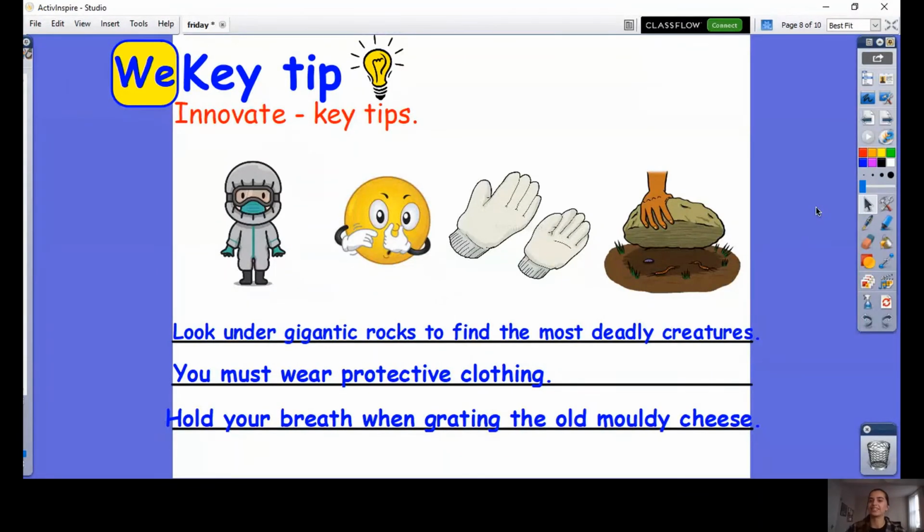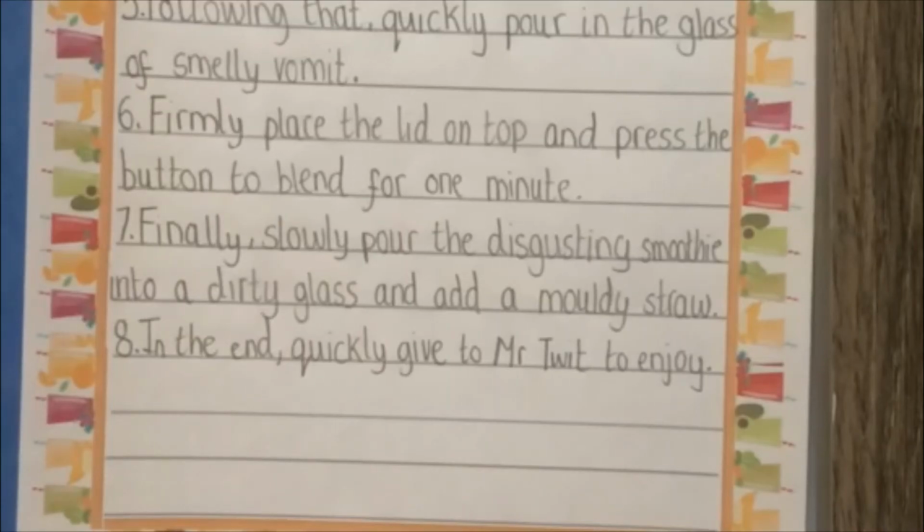Now, this is the really exciting part where we get to innovate our key tips. So this is time for all your creative writing to come and bubble. So today we are going to write our key tip. We have finished off our methods and now we get to write our key tip underneath. If you don't have space, you can get your next piece of paper and start writing there, or if you have some space at the bottom, you can carry on writing.